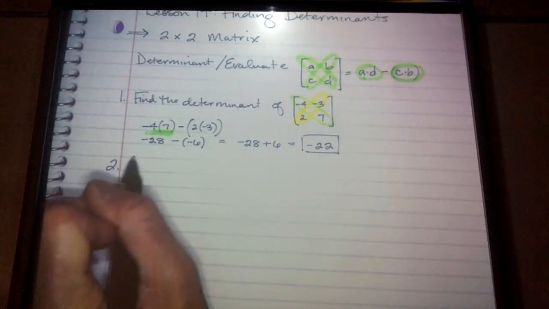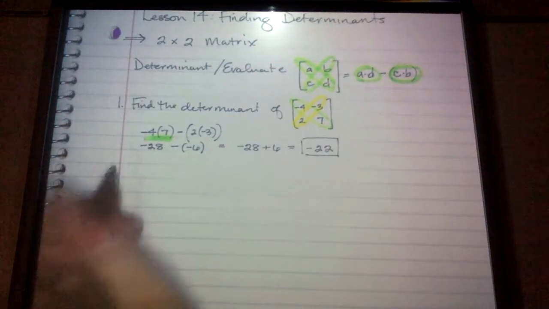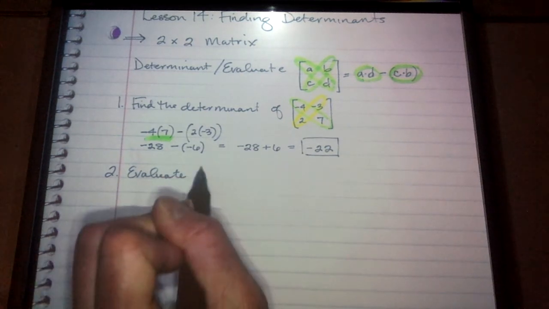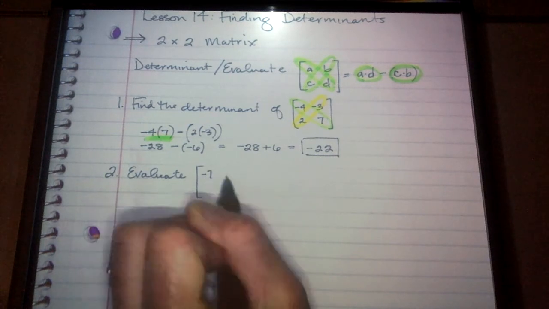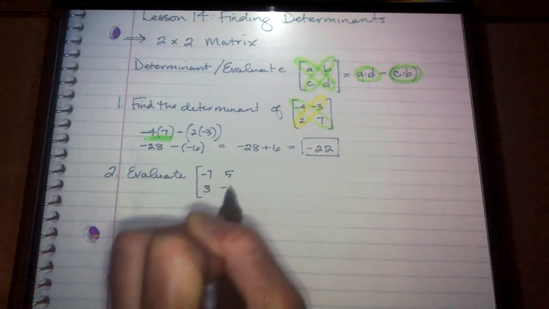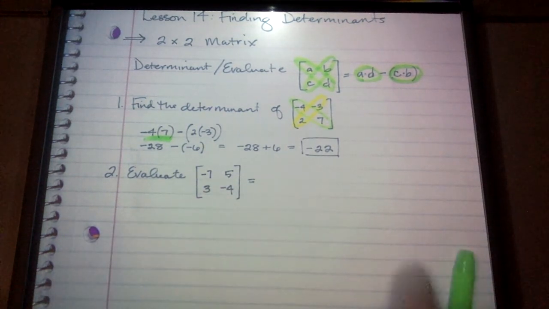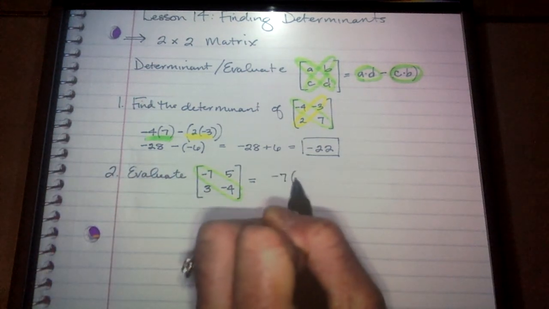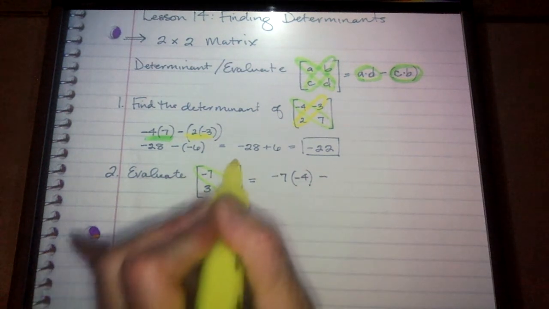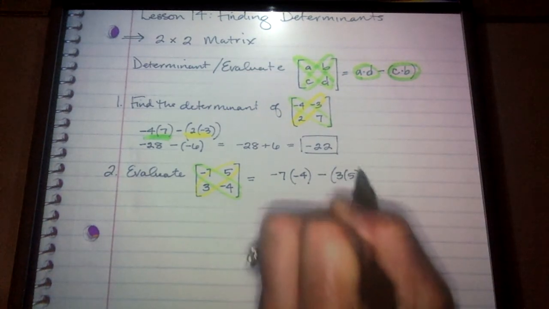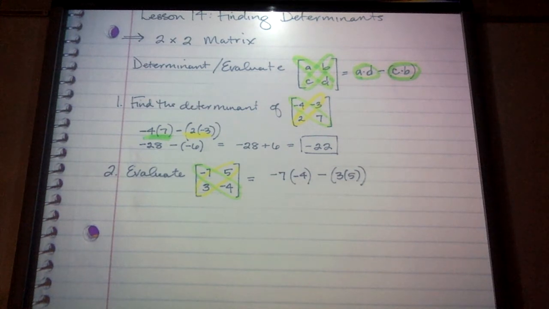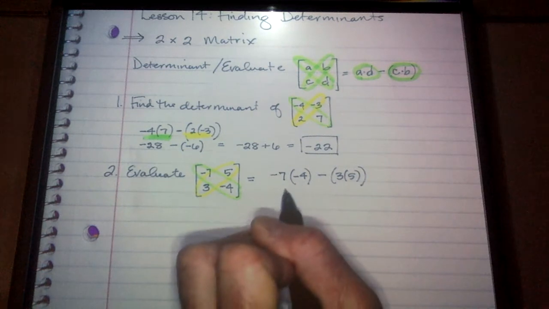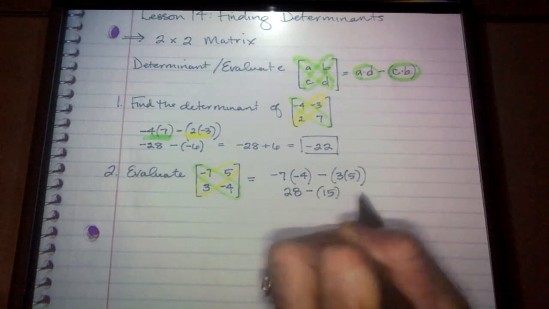Next one. And for this one, I'm going to use the other word, evaluate. If they ask you to find the determinant or they ask you to evaluate, you're going to do the same thing. So I just want you to be aware. So -7, +5, the bottom row is 3, -4. Oh, sorry, I didn't highlight the top. So let's start with the first. -7 times -4 minus the second diagonal, which is parentheses 3 times 5. Now I put it in parentheses so that we don't get confused between the subtraction versus a negative number inside. So for this one, a -7 times a -4 gives me a +28 minus 15, which is 13.